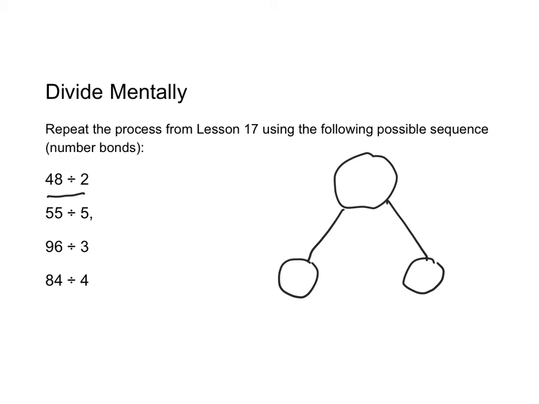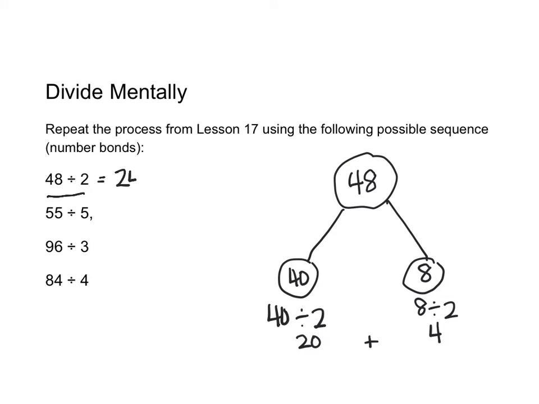Okay, let's start. So in our number bond, we're going to start with 48 up here because that's what we're dividing. We're dividing by 2. That is our dividend. And let's divide 48 into 2 easier things to work with. All right, 48. We could divide that into 40 and 8. Now that should make it a little bit easier because 40 divided by 2 we know is 20. And 8 divided by 2 we know is 4. So if we add those two, we know that 48 divided by 2 is equal to 24.